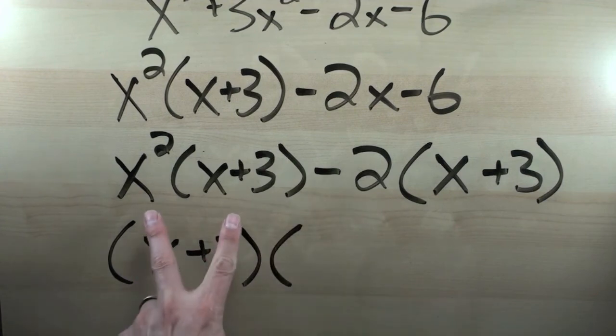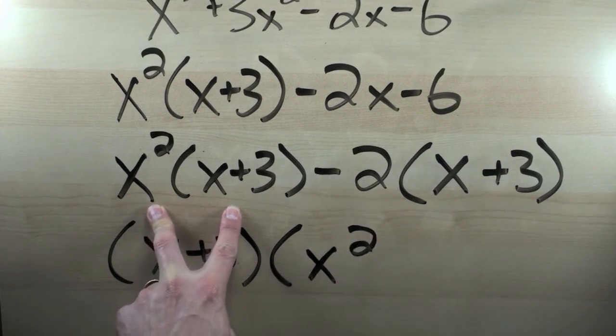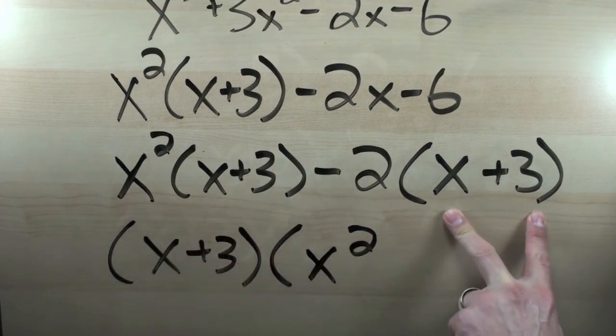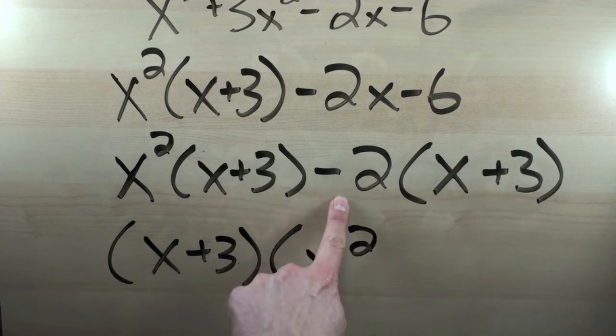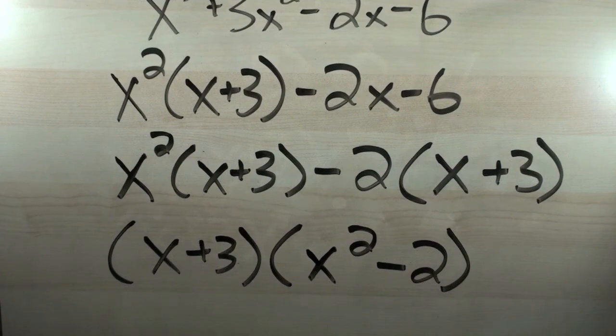And when we factor an x plus 3 out of x squared times x plus 3, we're left with x squared. When we factor an x plus 3 out of -2 times x plus 3, we're left with -2. And that's our factoring.